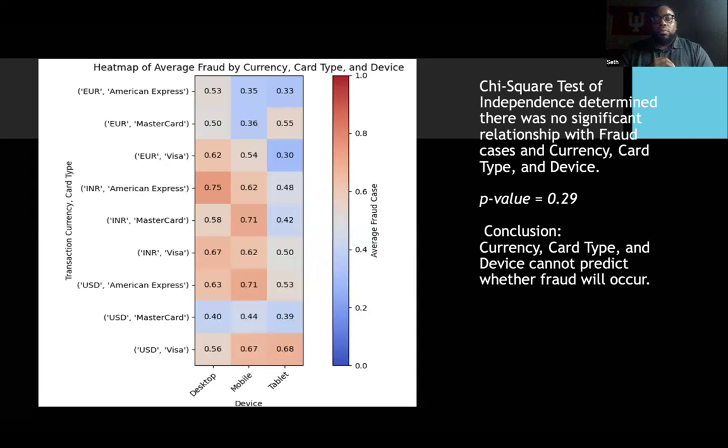And after performing the test, I got a p-value of 0.29, which wouldn't even be good at a 90% confidence level. It very much is not good at a 95% confidence level. So there was no significant relationship between fraud and the currency that was used, the card type that was used, and the device that was used. So we cannot say, based on this p-value, that we could predict fraud from what currency you use to pay for something, what credit card type you use to pay for something, or what device type you use to pay for something.